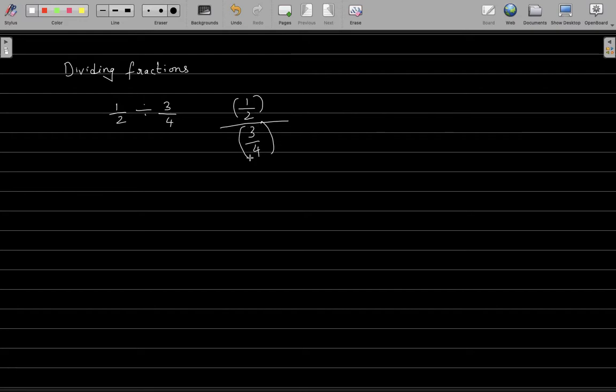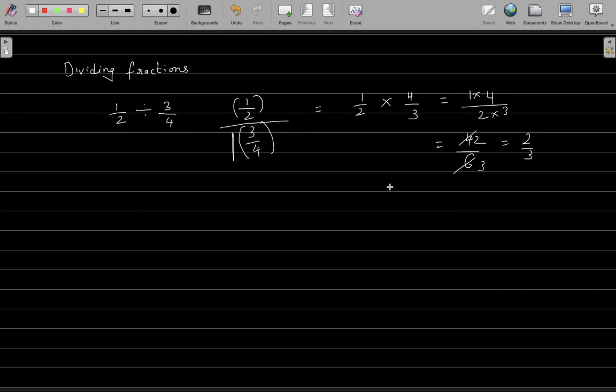Whenever we have a fraction in the denominator, we change the division to multiplication and write the reciprocal of the fraction in the denominator. Reciprocal of 3 by 4 is 4 by 3. So the answer here is 1 times 4 by 2 times 3, which is 4 by 6 or 2 by 3. 2 times 2 is 4, and this is 3. That should give you 2 by 3.